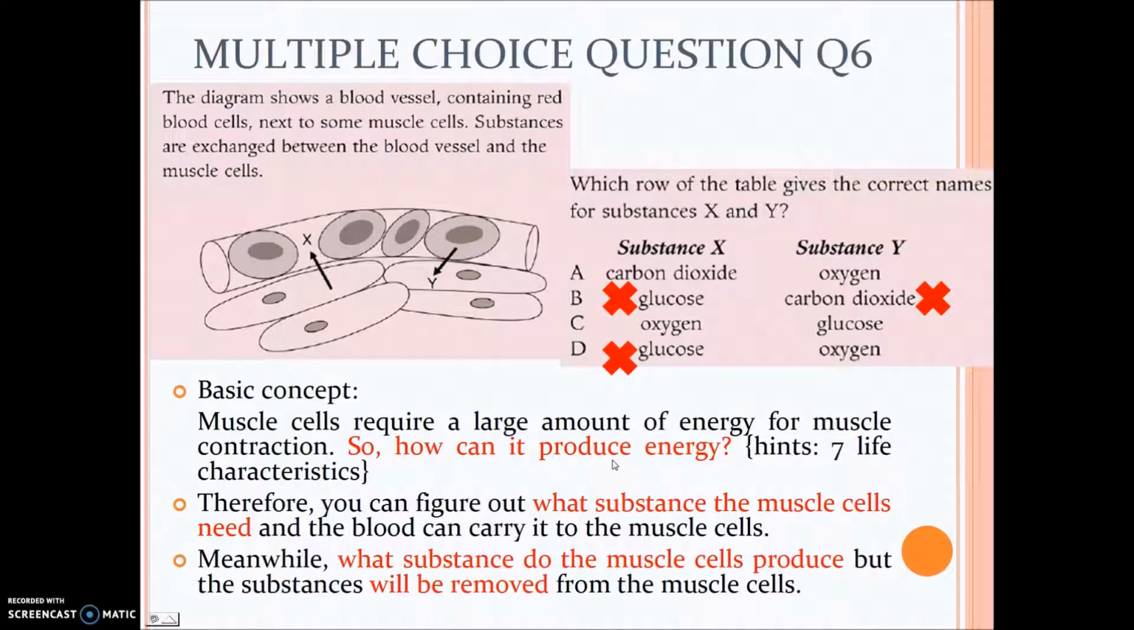So at this moment you know that B and D are wrong, so it will be 50-50. Option A and C, you choose for me.